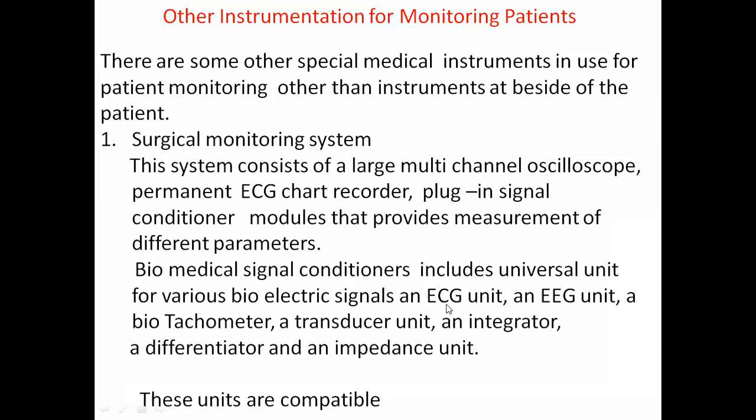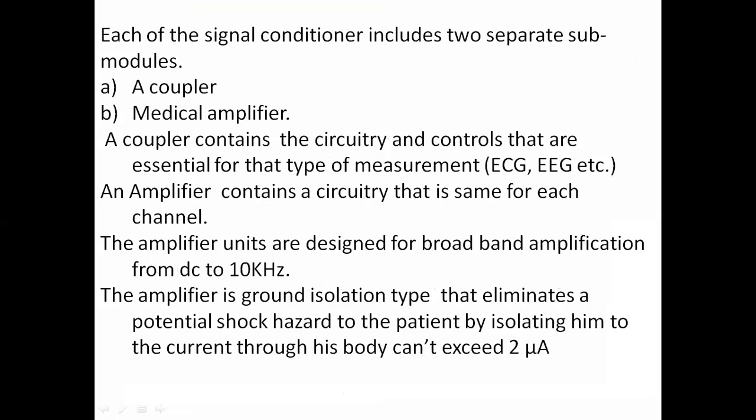So if in any situation we can use these types of units, or we can call them signal conditioner modules. Each signal conditioner module includes two separate sub modules. So what you have seen, ECG, EEG, transducer, and all these modules should have the following two types of sub modules. Each one has two sub modules.